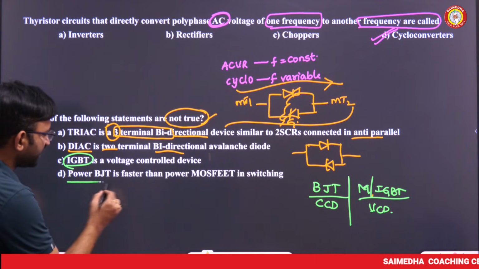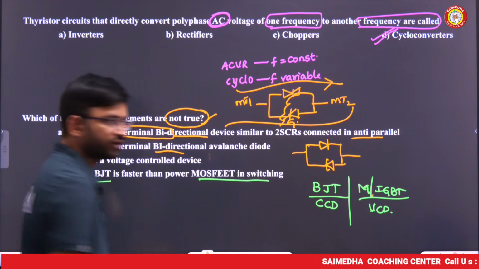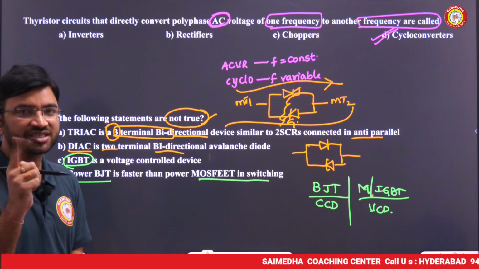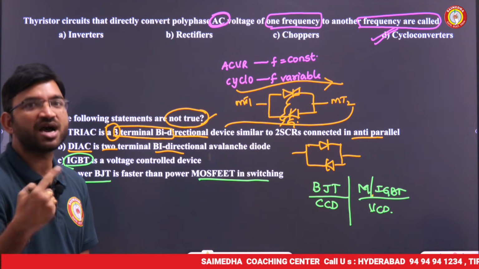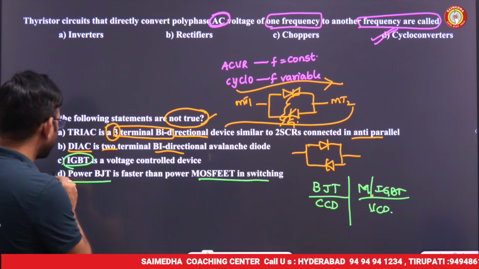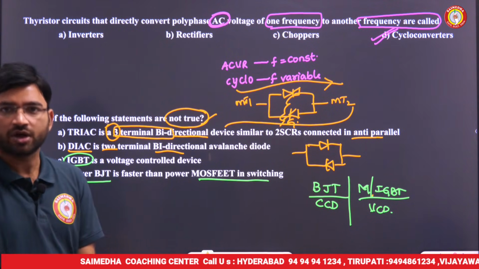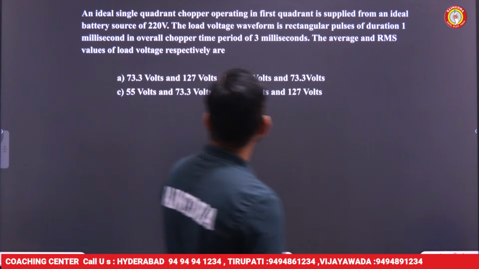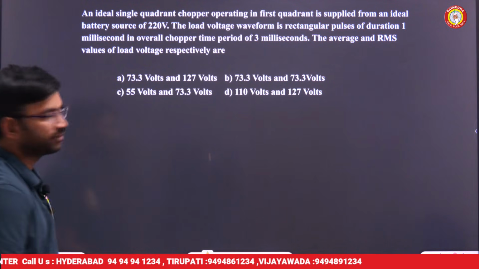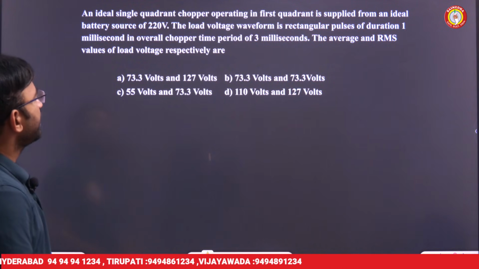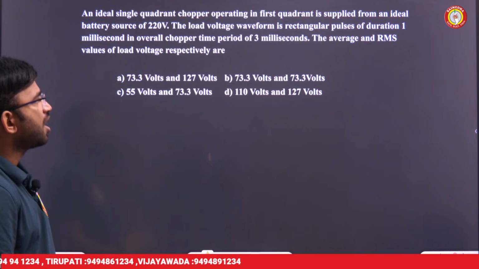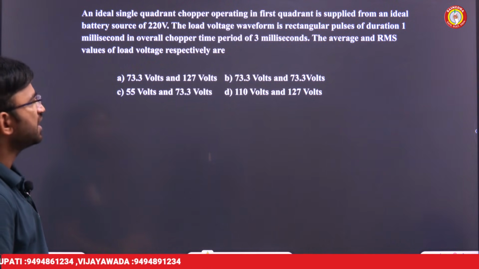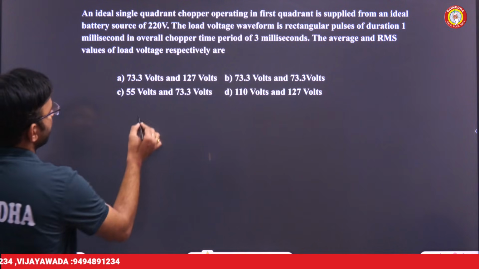Power BJT is faster than MOSFET in switching. No, sir. MOSFET has the highest switching frequency. That's why MOSFET is so much faster compared to BJT. So answer D will be the wrong answer. Try to go through the next question, sir. Next question. An ideal single quadrant chopper operating in the first quadrant is supplied from an ideal voltage source, a battery.